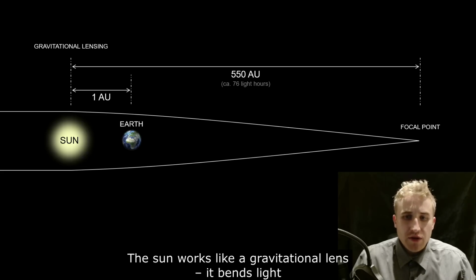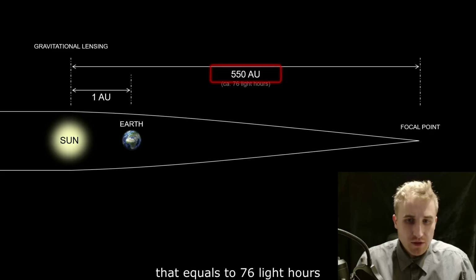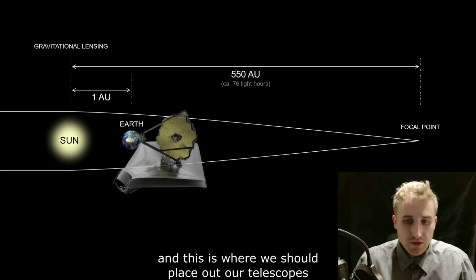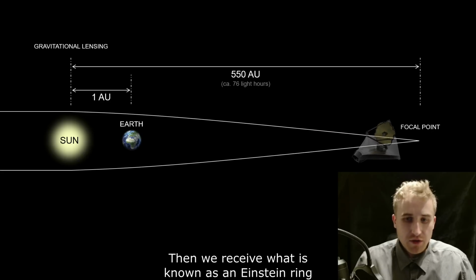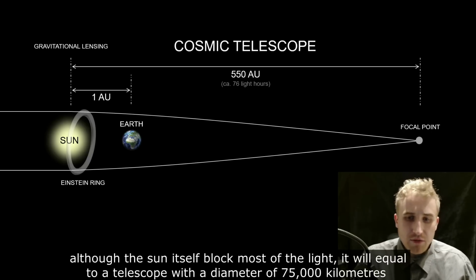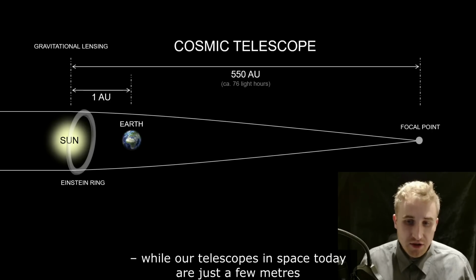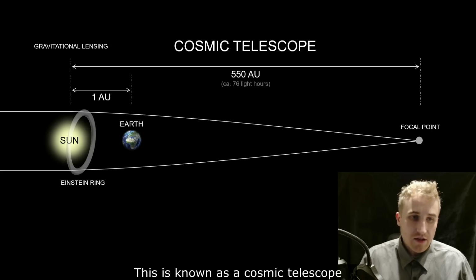The Sun works like a gravitational lens. It bends light. The problem is just that the focal point of the Sun is 550 times further away from it than we are. That equals 76 light hours. And this is where we should place our telescope. Then we receive what is known as an Einstein ring. Although the Sun itself blocks most of the light, it will equal a telescope with a diameter of 75,000 kilometers, while our telescopes in space today are just a few meters. This is known as a cosmic telescope.